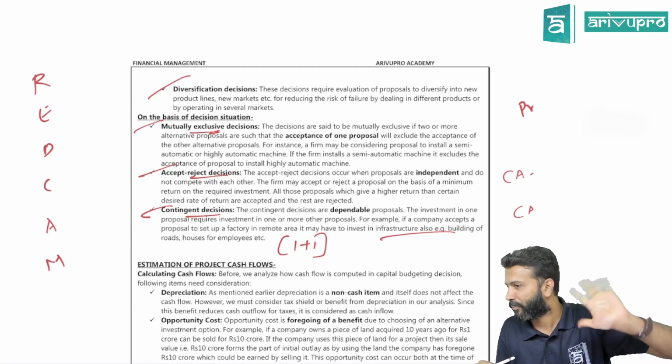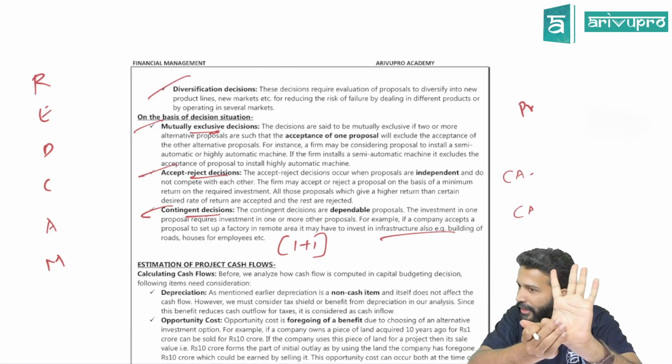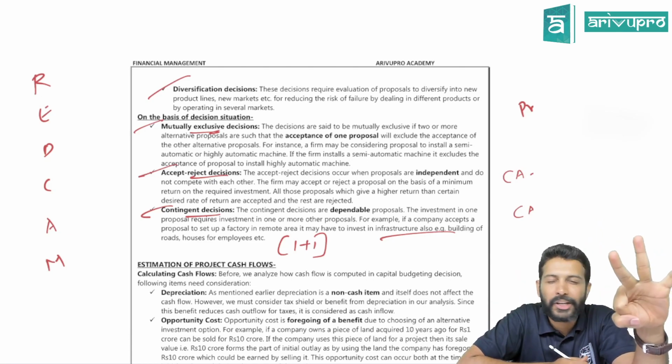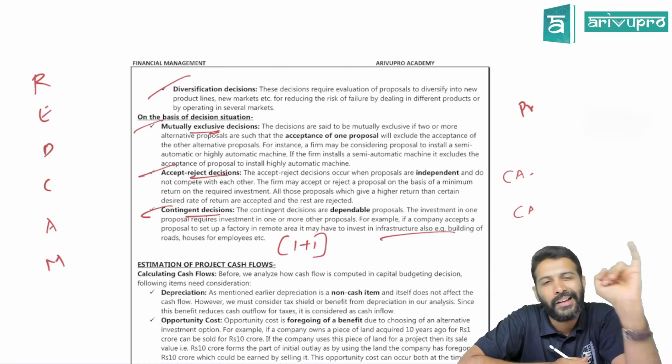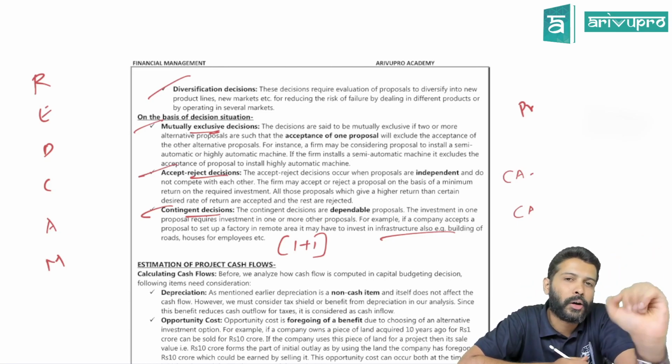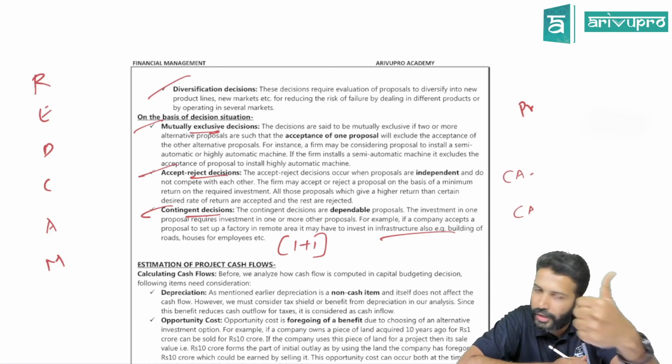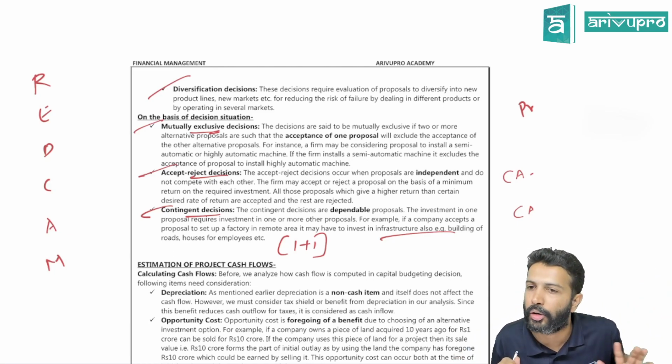REDCAM. R for replacement decision. E for expansion decision. D for diversification decision. C for contingent decision. A for accept or reject decision. M for mutually exclusive decisions.